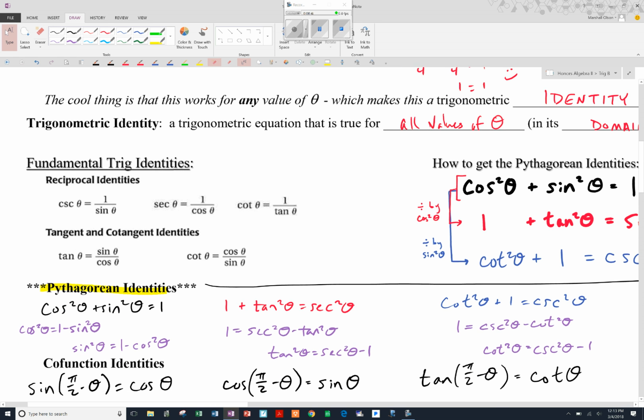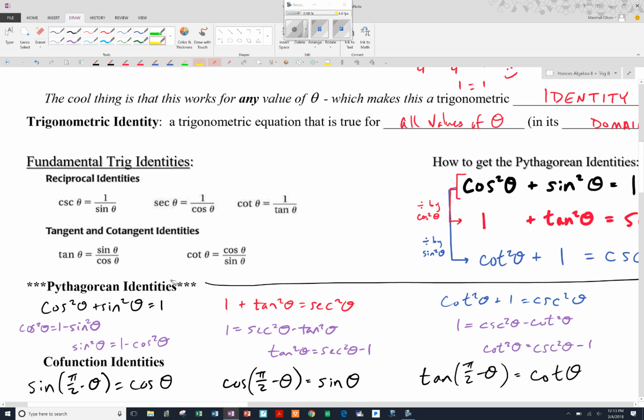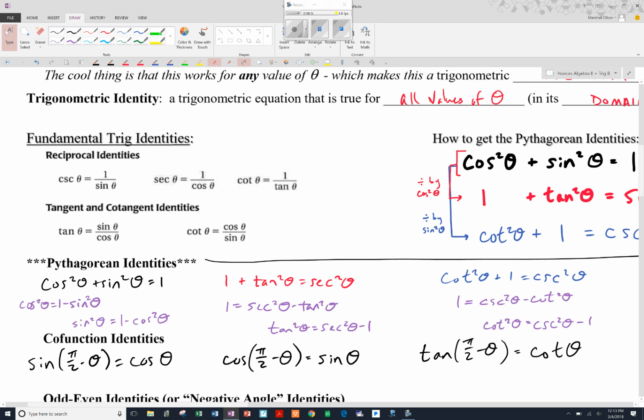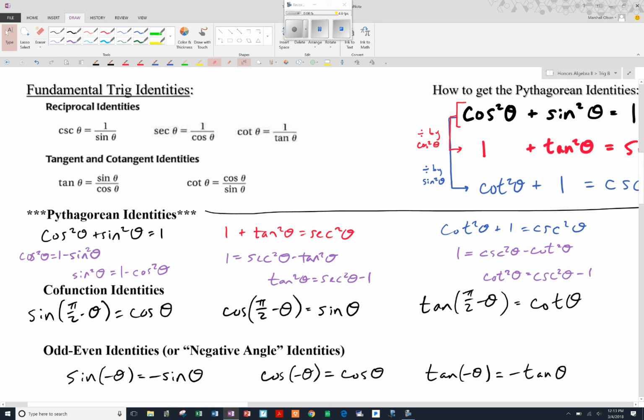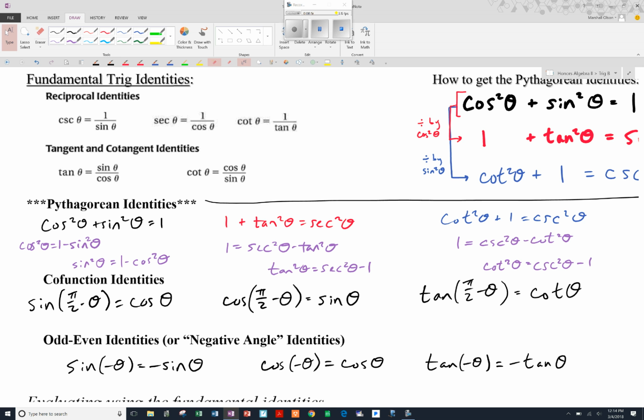All right, the cofunction identities. I'm going to give you a second if you want to pause the video to write both the cofunction identities and the odd and even identities down. We've used these ideas before. Basically, the cofunction identities tell us that the sine and cosine of two complementary angles are equal, or that the tangent and cotangent of two complementary angles are equal.